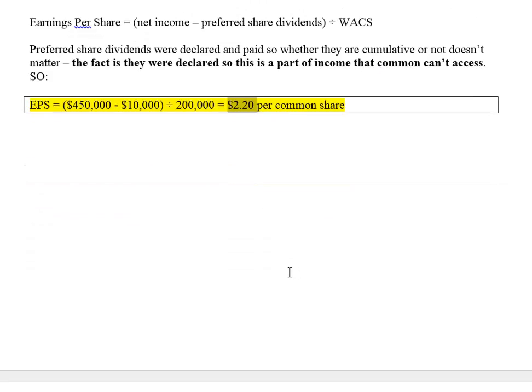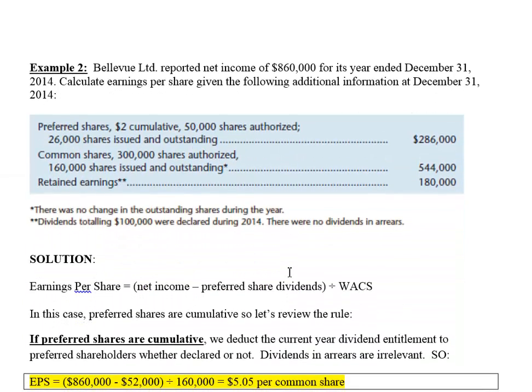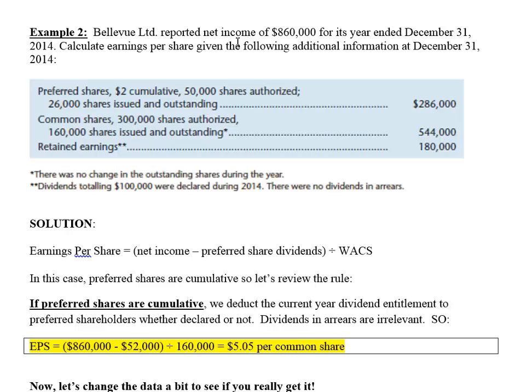Now, let's look at another example that has a few more complications in it. In this example, Bellevue reported $860,000 for its year ended December 31st, 2014 in net income. They want us to calculate earnings per share given the fact that the preferred shares are cumulative. The per share dividend is $2, so I'm getting that in here.